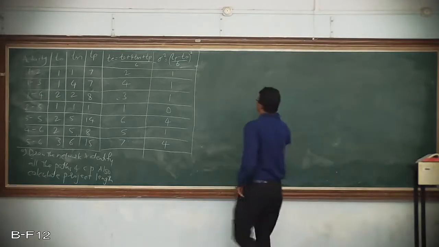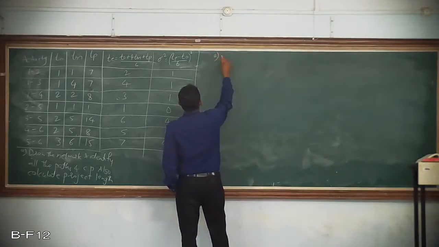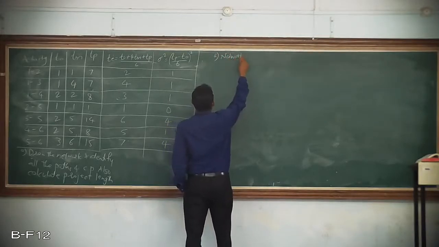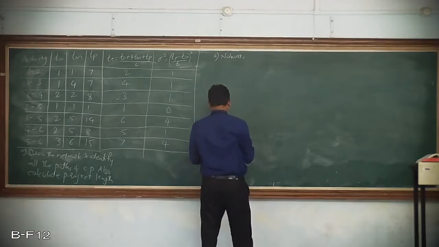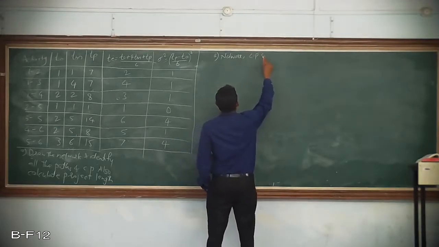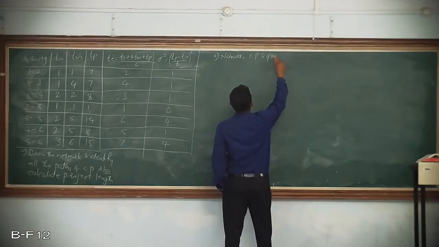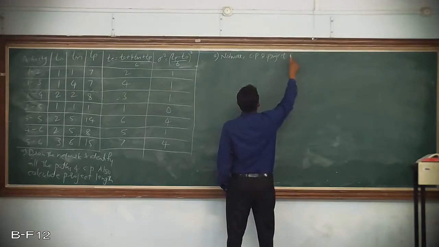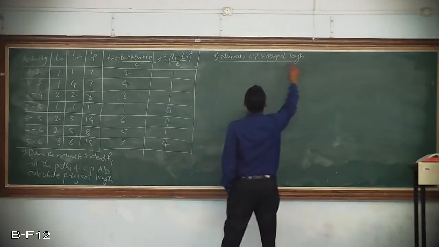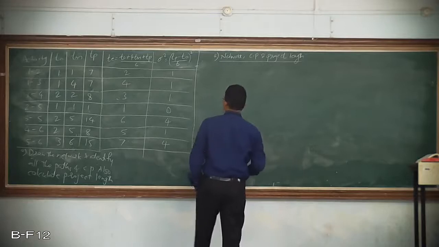Okay, so first part, that is network, then critical path and project length. So I'll just consider the network.